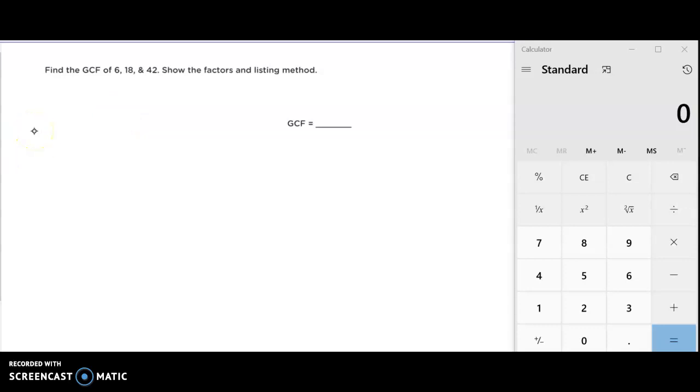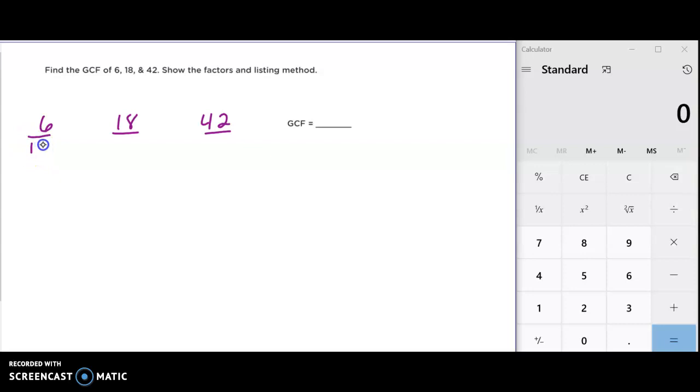All right, now this time we're going to find the GCF of 6, 18, and 42. I'm adding another number in there. So we're going to show the factors and the listing method. All right, so we're going to look at 6, 18, and 42. All right, so let's do all the factors.